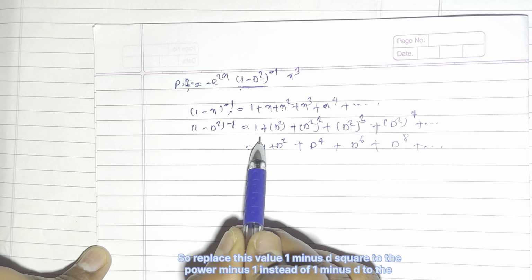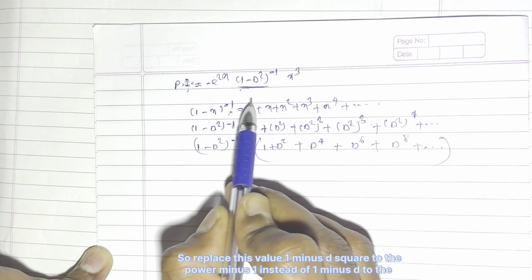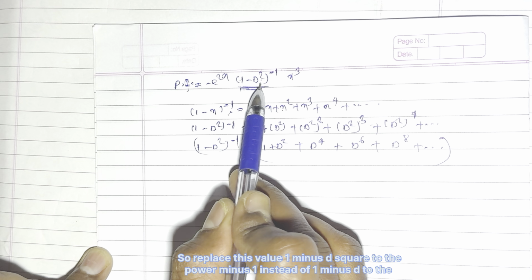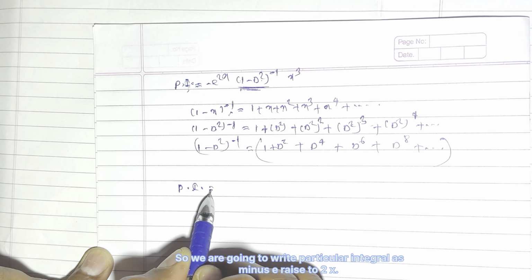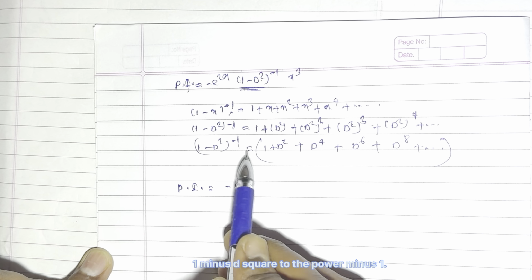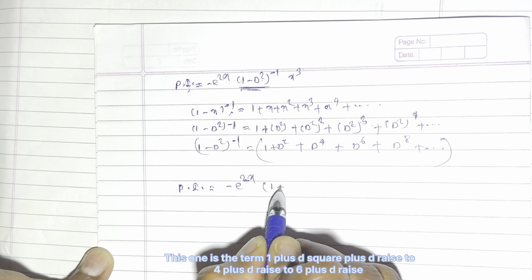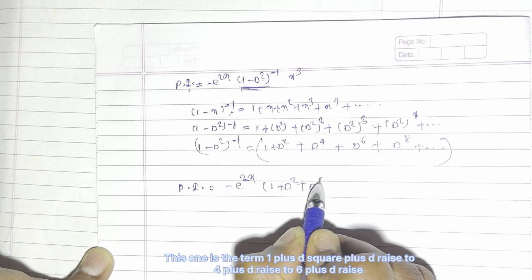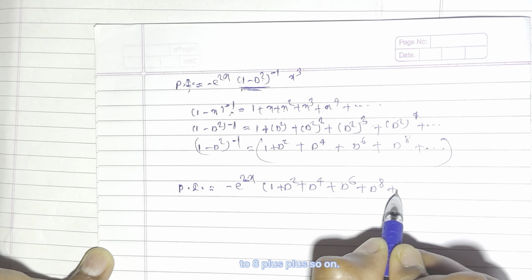So replace this value, 1 minus d square to the power minus 1, instead of 1 minus d to the power minus 1. So we are going to write the particular integral as minus e raised to 2x times 1 minus d square to the power minus 1. This one is the term 1 plus d square plus d raised to 4 plus d raised to 6 plus d raised to 8 plus so on.